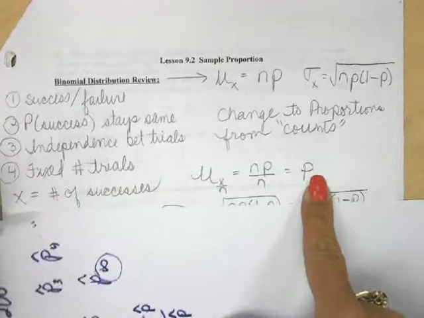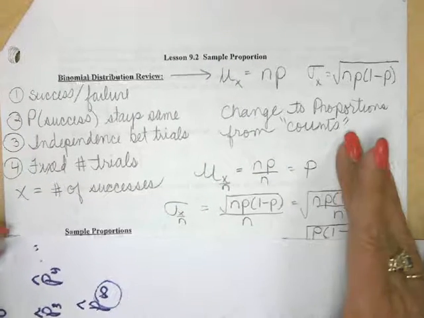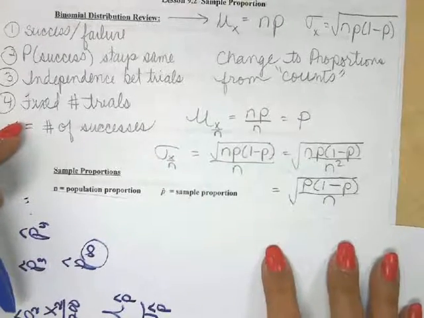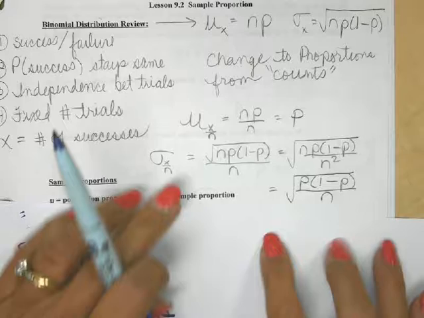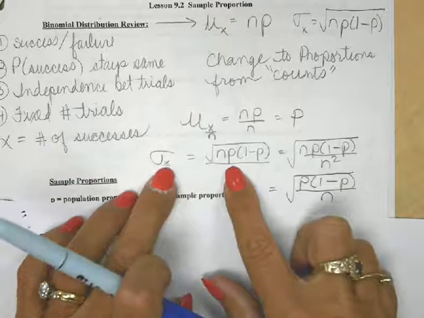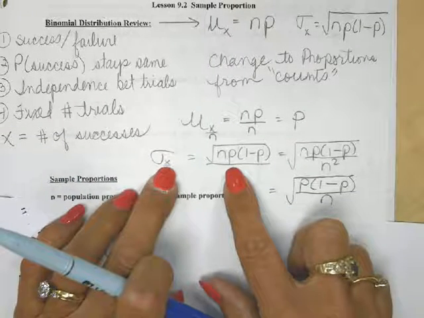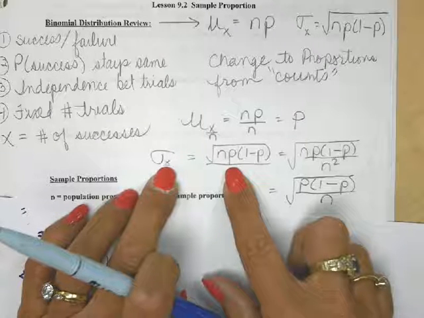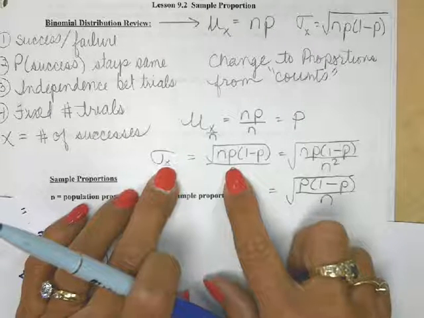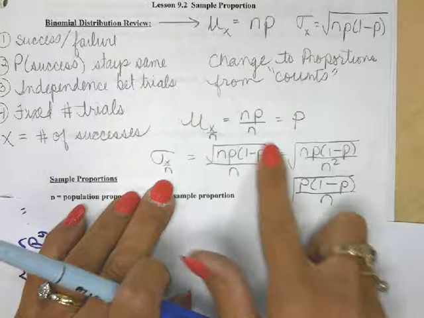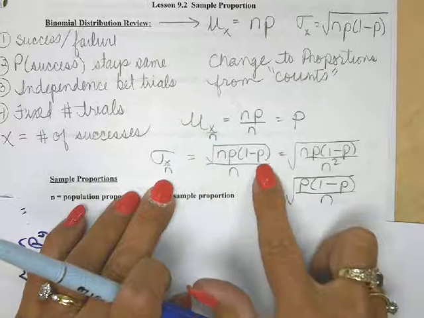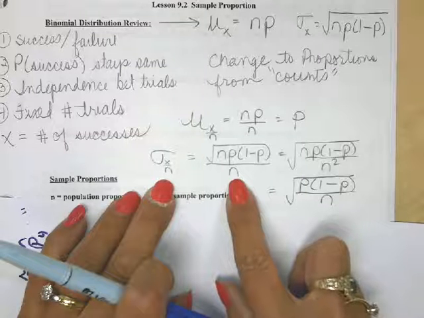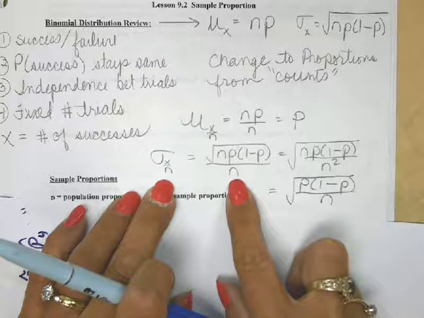And we can actually figure out the formula for standard deviation of p hats by taking the standard deviation for counts, which we already know from our previous study of binomial distributions. And remember, we change a count to a proportion by dividing by n. And if we take this standard deviation and divide it by n, this will be our standard deviation for the proportions that I was discussing earlier.